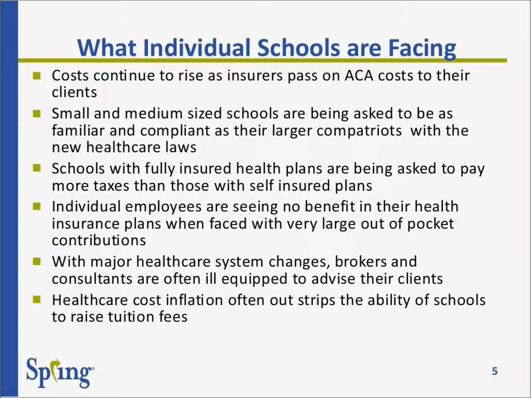Schools with fully insured plans are being asked to pay more taxes than those with self-insured plans. This is a consequence of the new taxation that is coming in. So the health insurance industry fee, which can vary from somewhere around 2% currently to over 4% in the future, is being paid by fully insured contracts, but not self-insured contracts. So there's immediately a differential there that is causing people that have fully insured contracts to reconsider whether they want to continue on that basis.